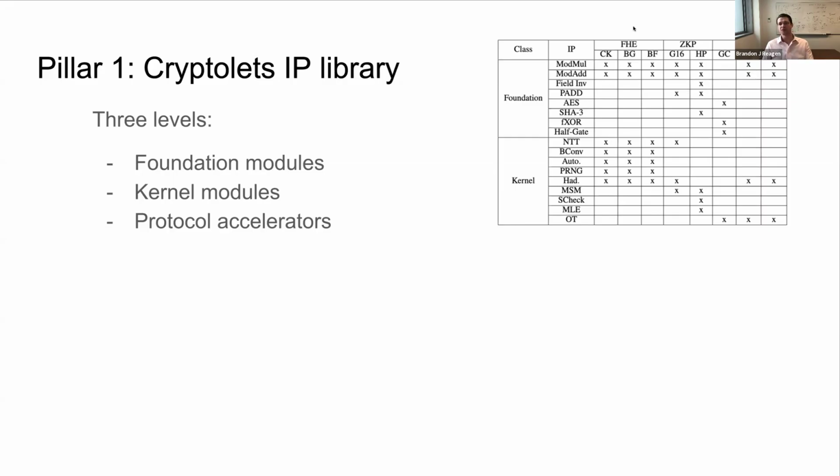The way that we came up with these, we surveyed the major forms of cryptographic computing, fully homomorphic encryption, zero-knowledge proofs, and secure multi-party computation, and several instances of each, and looked at what was being used and tried to make sure that we had everything covered. Then, building on this foundation, we can use those foundation IPs to build more interesting kernels. These are things like number theoretic transform, basis conversion, Hadamard multiplication, multiscalar multiplication, sum check, oblivious transfer, all the standard functions that you typically see in cryptographic computing.